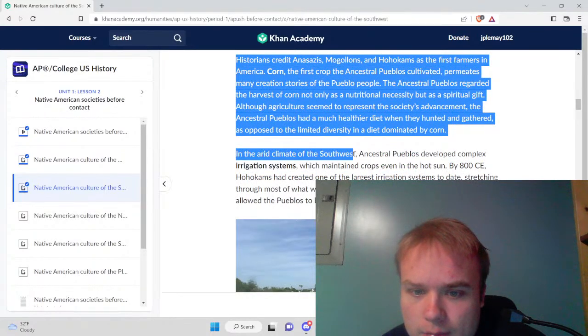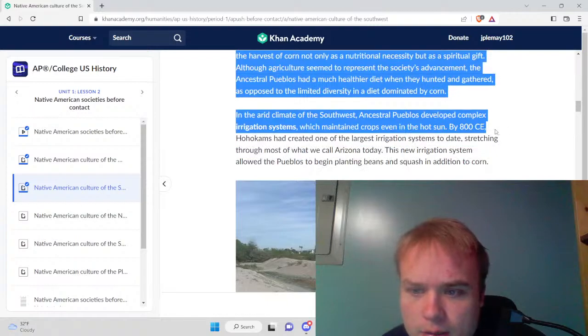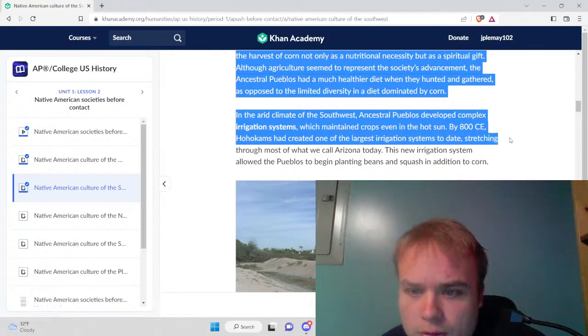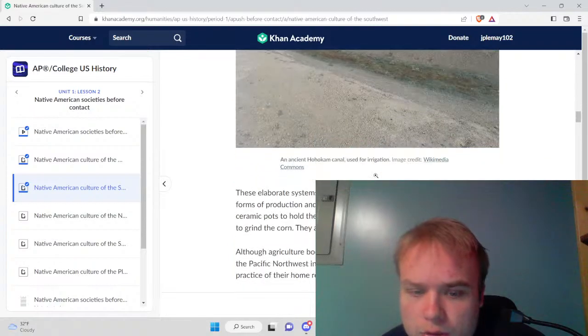In the arid climate of the Southwest, ancestral Pueblos developed complex irrigation systems which maintained crops even in the hot sun. By 800 CE, the Hohokam had created one of the largest irrigation systems to date, stretching through most of what we call Arizona today. The new irrigation system allowed the Pueblos to begin planting beans and squash in addition to corn.